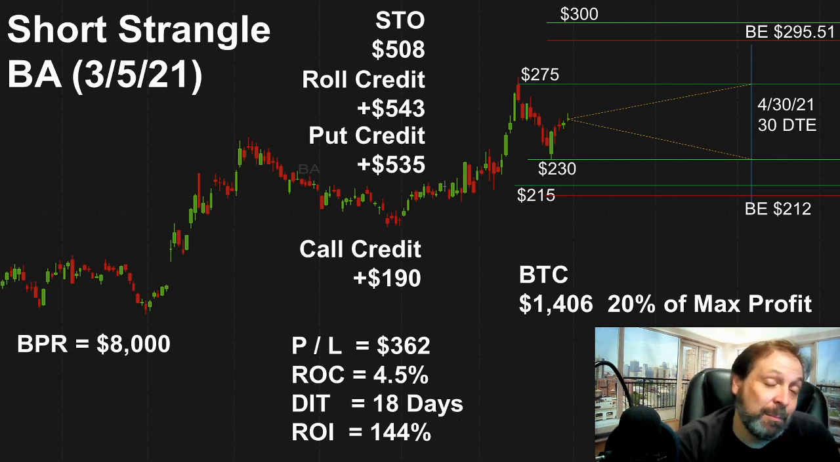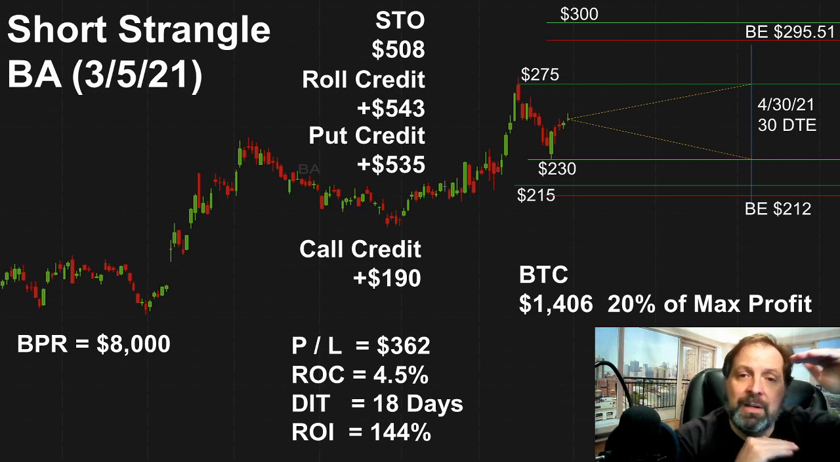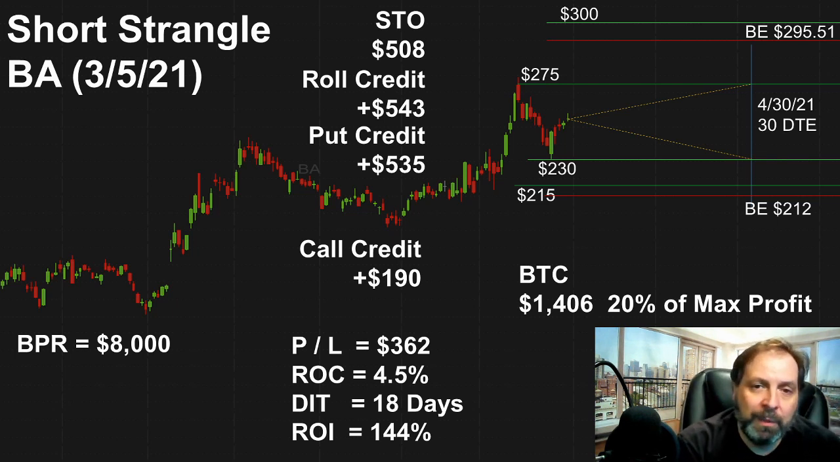So that's some examples of strangles. You pick your expected move and you try to make sure the underlying stays within it. And if everything works out, you get to collect your max profit or some percentage of your max profit by managing the trade early.